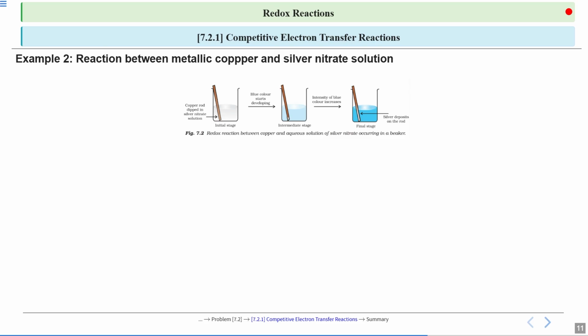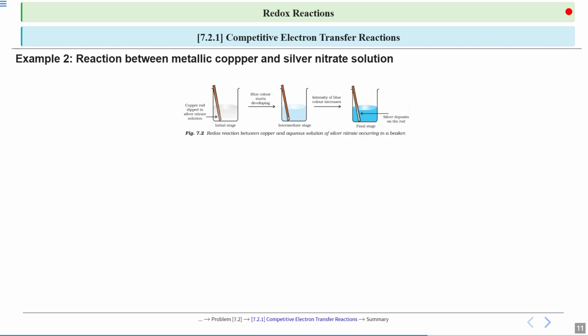In example 1 and example 2, we know the colors of the solution. The copper rod, of brownish color, is dipped in the silver nitrate solution, which does not have such a color; it is more like a clear solution. When the copper rod and silver nitrate solution are placed together for some time, you will observe that a blue color starts to develop in the solution.